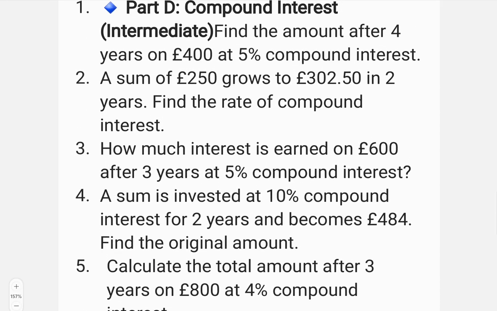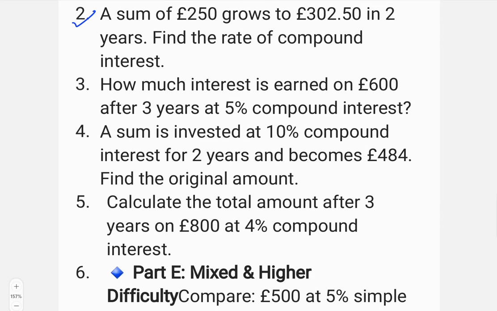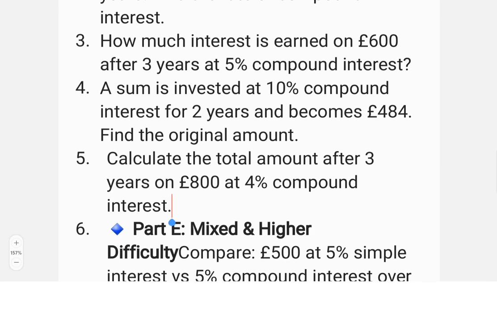Okay. Now, okay, we're doing this one now. A sum of 250 grows to 302.5 in 2 years. Find the rate of compound interest. We have to work out R here. Is that right? Yeah.